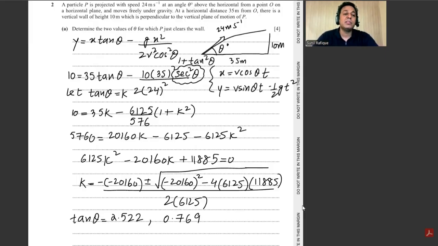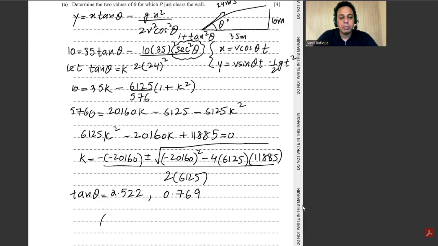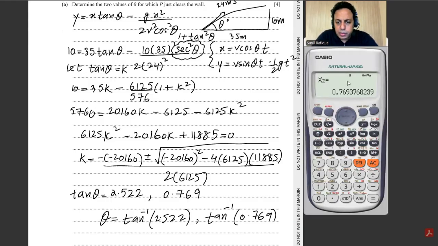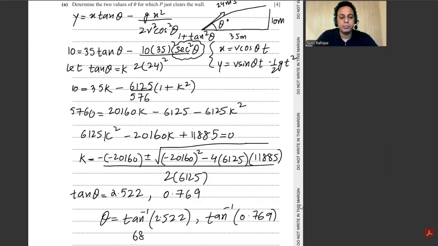And the question says determine the two values of theta for which P just clears the wall. So this will give me my required result. Let's put the tan inverse of 2.522 and the tan inverse of 0.769. Let me check if my calculator is in degrees. Nowhere does it say radian, so let's keep it degrees. Tan inverse 2.522, so that's going to be 68.371.